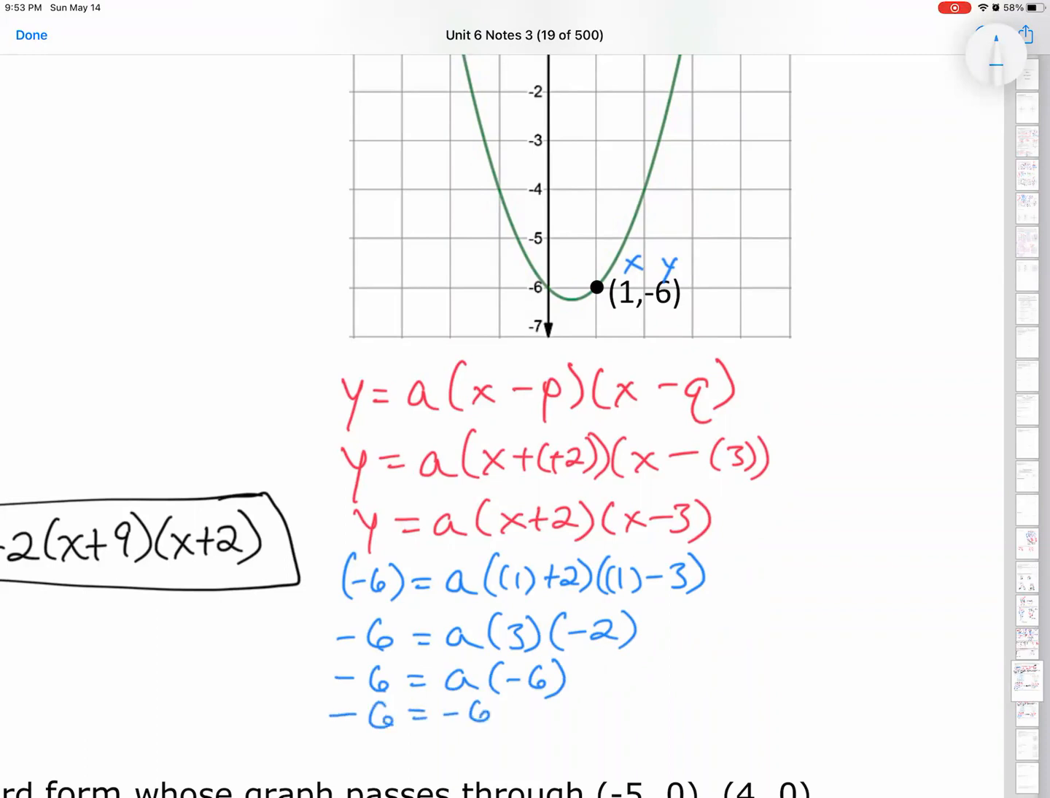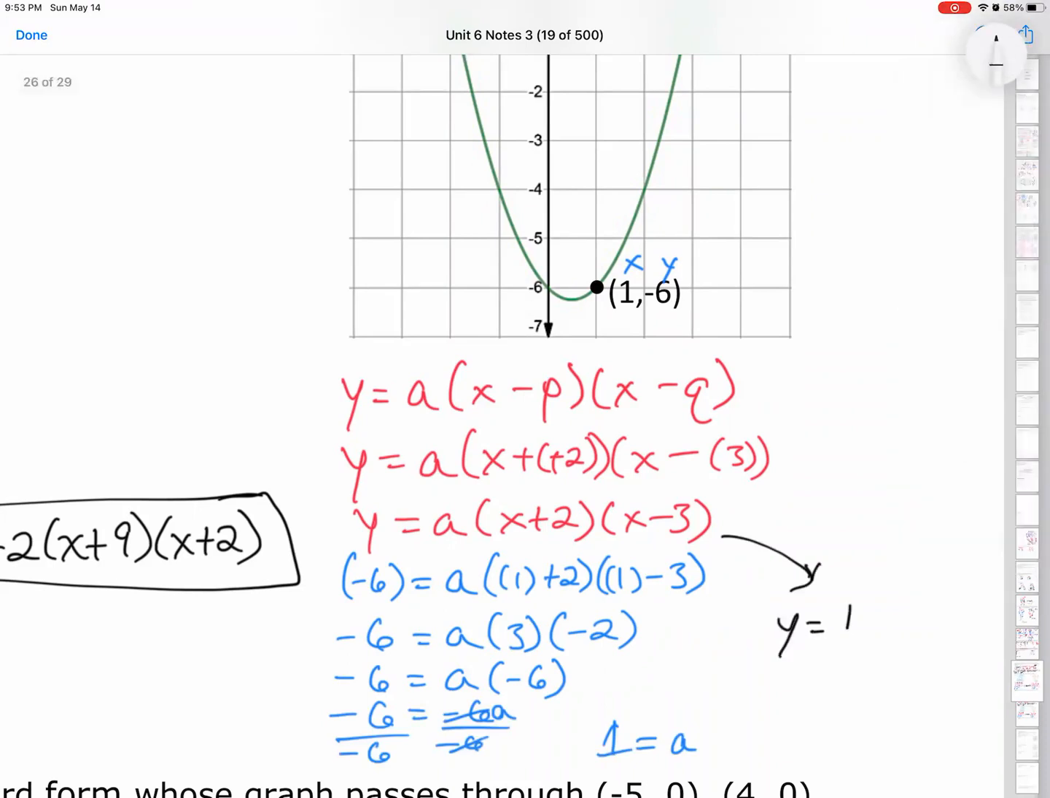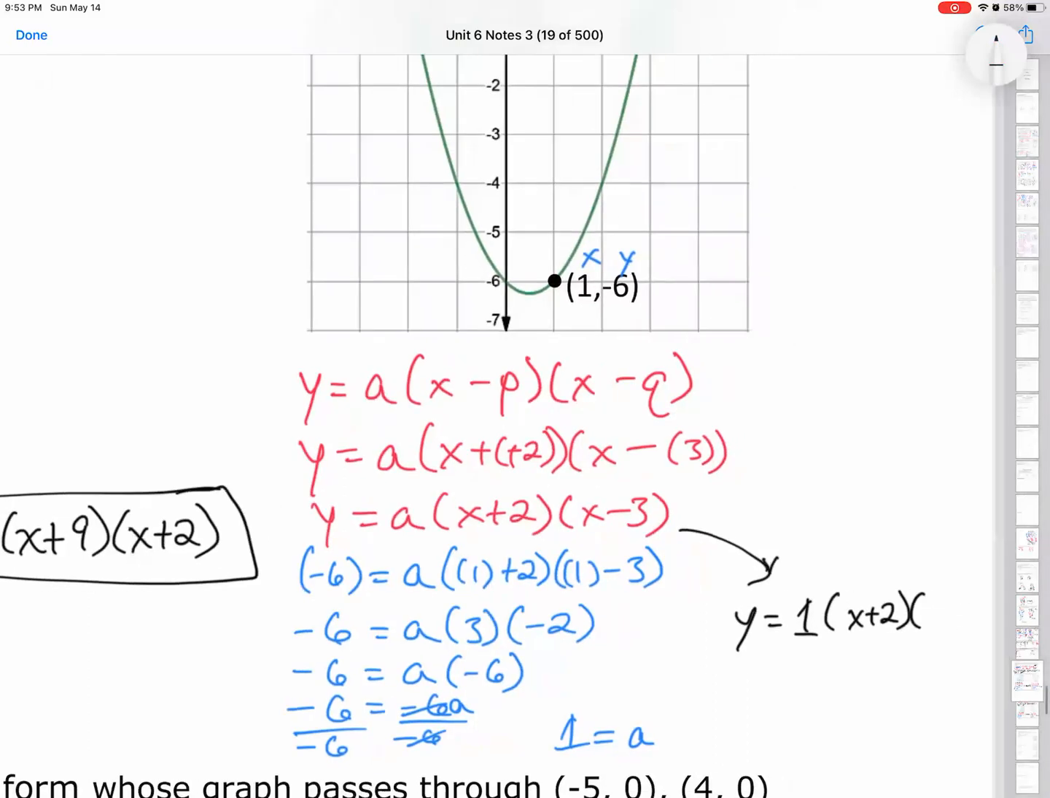-6 equals -6a. Then to solve for a, we would divide both sides by -6. It looks like a comes out to be 1. So really, we're using our coordinates just to help us find a. And again, we end up with y equals 1 times x plus 2 times x minus 3.